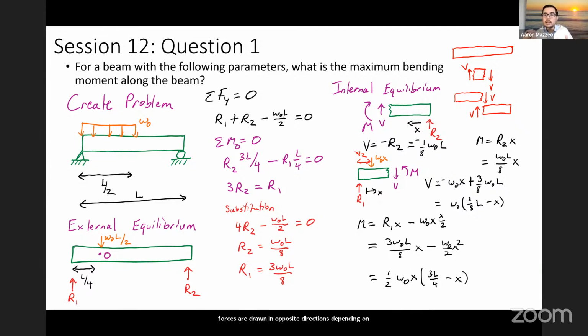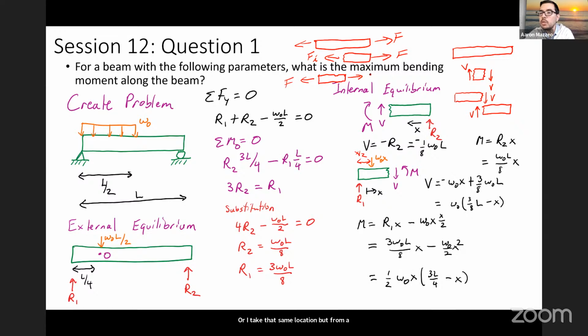This is the same thing that we said when we did axial loading. If I have a beam that's axially loaded like this with a force, and I take a chunk here, my internal force, let's just call it Fi, is obviously going to be equal to F. And if I take that same location, but from a chunk going the opposite direction, that internal force is just going to be Fi, in the opposite direction.